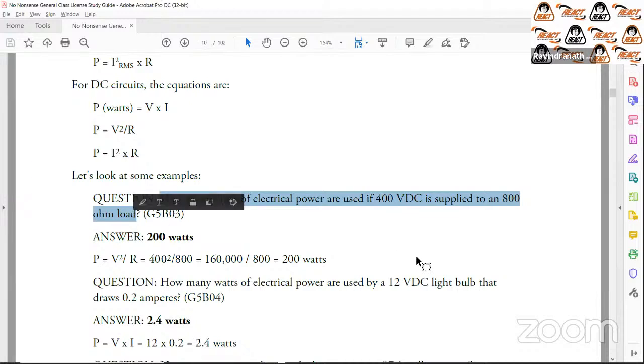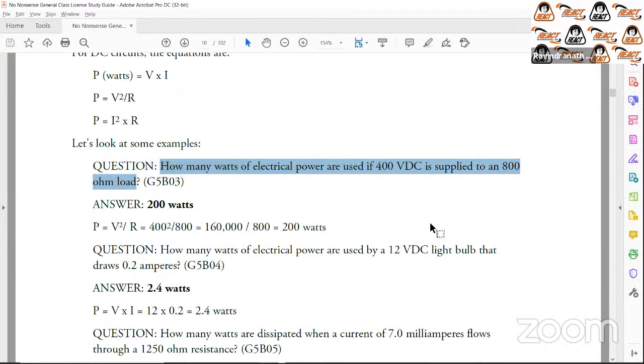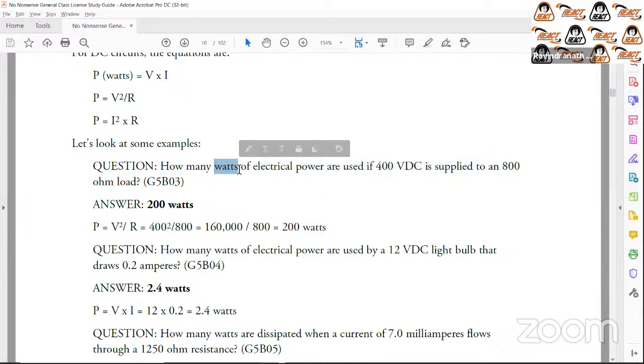Next question. How many watts of electrical power are used if 400 volts DC is supplied to an 800 ohm load? Again, another question we did as a worked example. So we use the power formula. That's what they're asking us. How many watts? So we have to use the power formula. But which of the power formulas should we use?